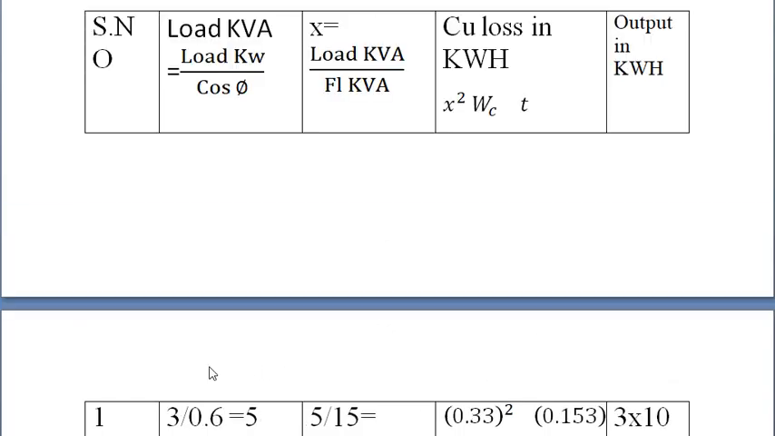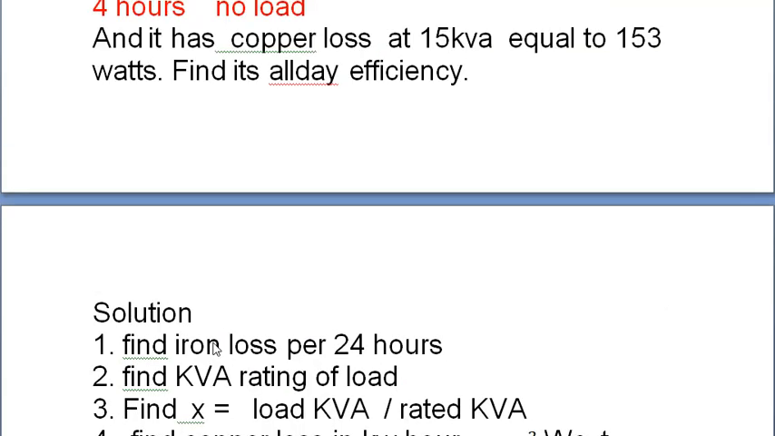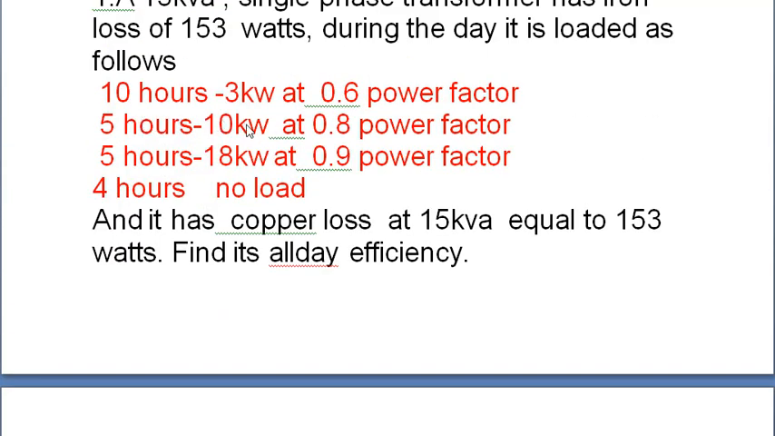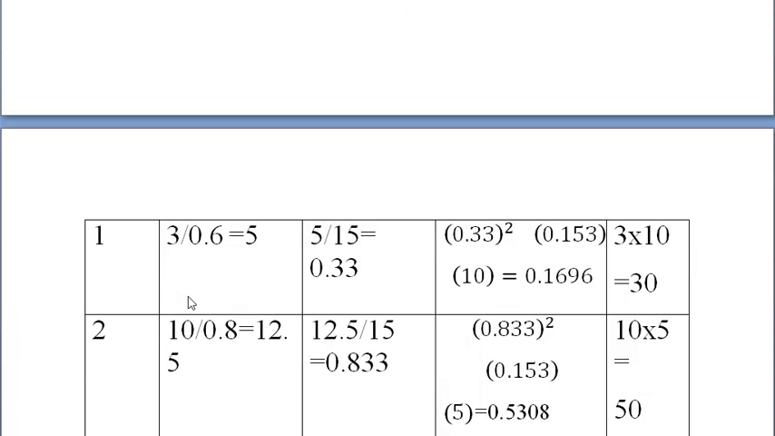Similarly, for the second load, the second load is 10 kilowatts, 0.8 power factor, operated for 5 hours. Second load, 10 kilowatts load, and we want to know what is the kVA rating of that. So we know the power factor at which it is operating. 10 divided by 0.8 will give you 12.5 kVA. This is the kVA rating of the load.